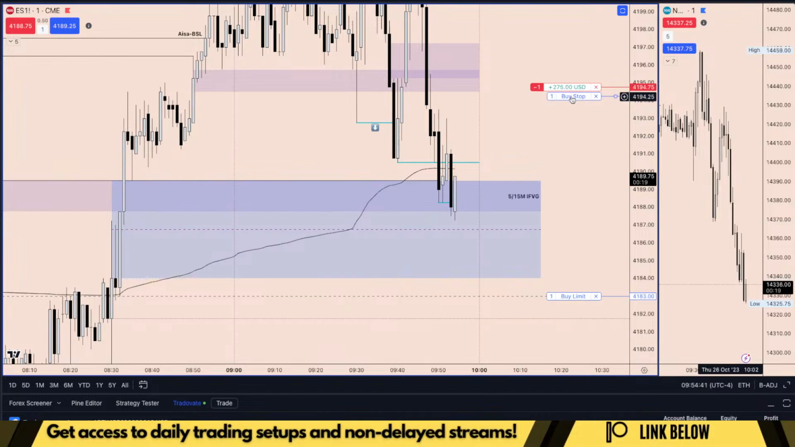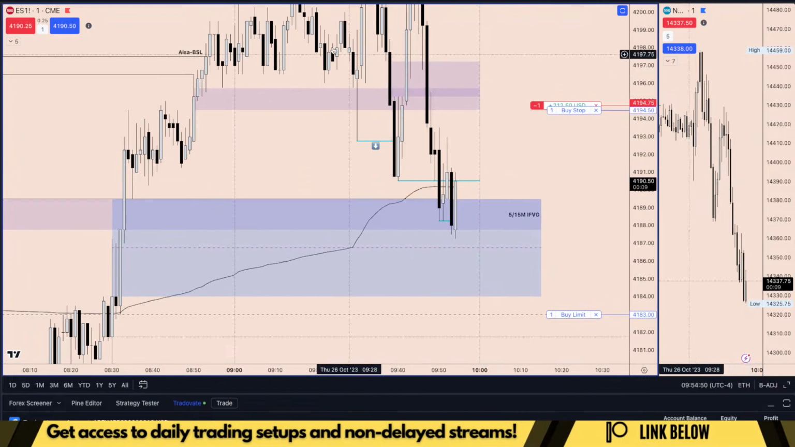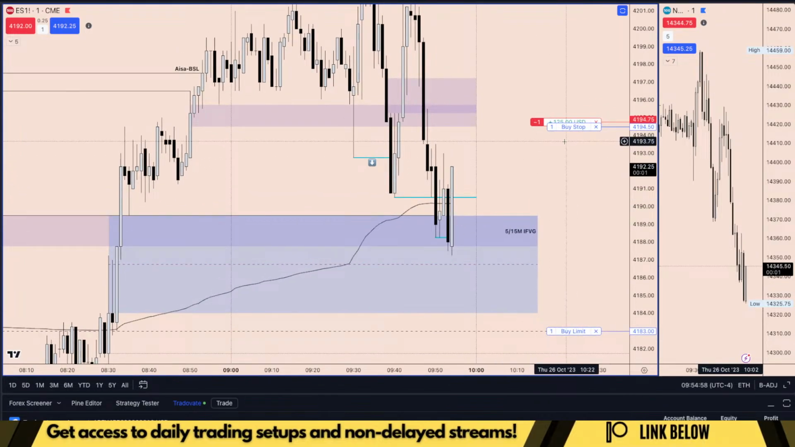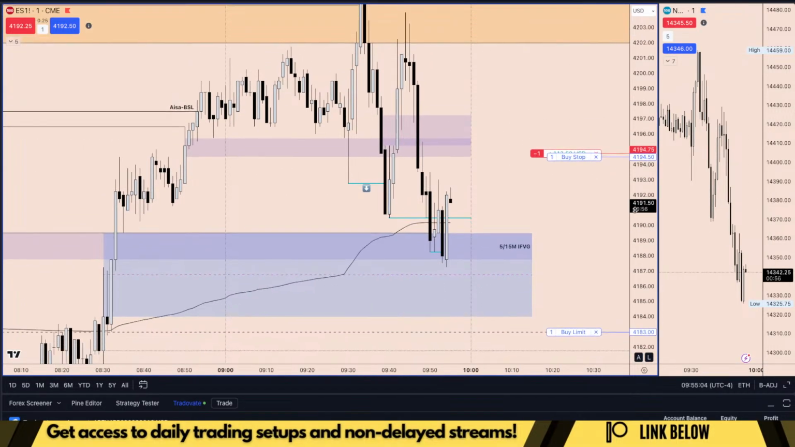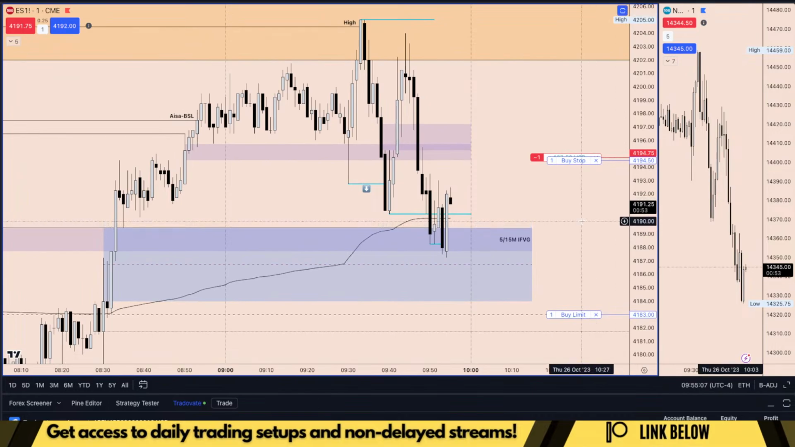Low, lower high. Going to trail my stop loss to this high. No, let's leave it at break even. One tick below to cover commission. Strong push here on ES of the 5-minute bearish fair value gap. Bullish, sorry, and the 15 inversion. Took this high.